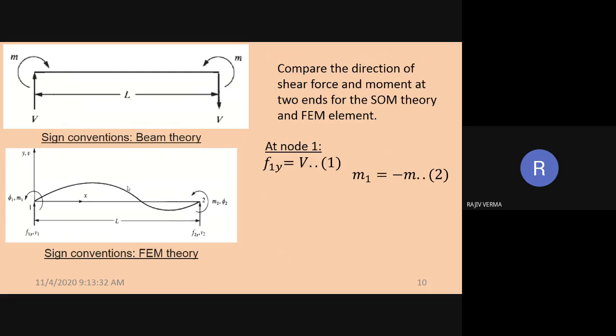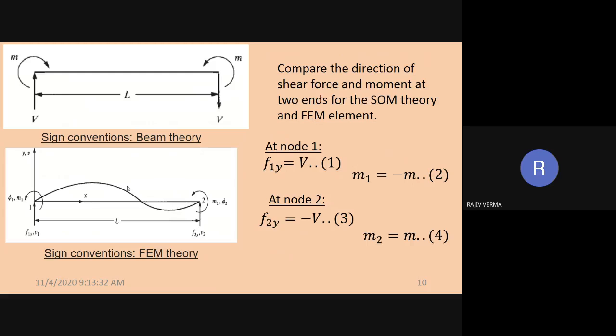But you also notice that the direction of movements happens to be opposite to each other. So m1 is going to be minus m. This is equation number 2. Similarly, at node 2, the direction of forces happens to be reverse. So we get equation number 3. And the direction of movement happens to be along the same direction. Both of them are anticlockwise. So m2 is equal to m. This gives you equation number 4.